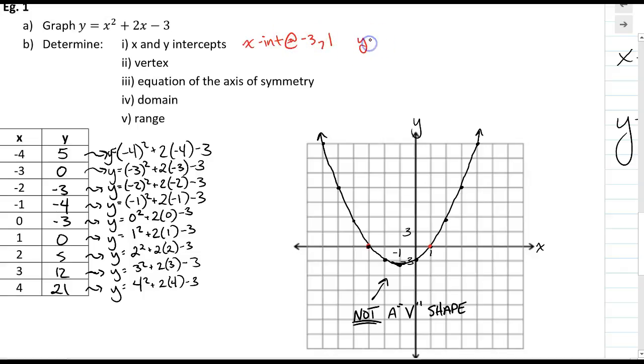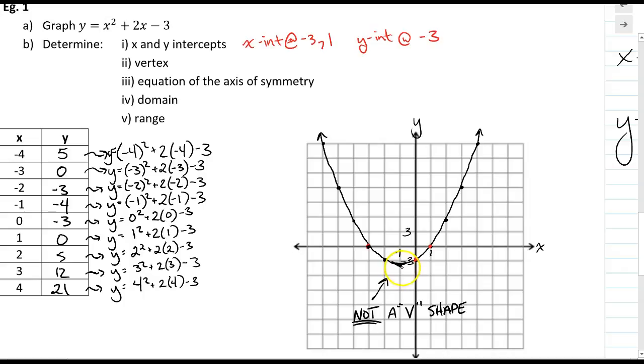Our y-intercept is going to be, we only have one, which is true to the function idea, where we only have one y value for every x, and it is here at -3. And again, I don't have to state my x coordinate because it's implied that it's 0 since it's on the y-axis.